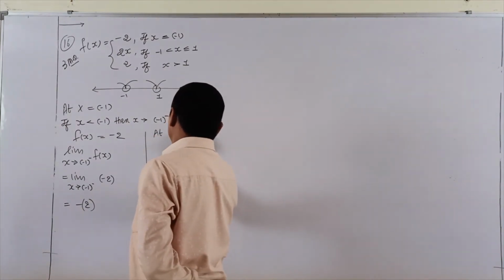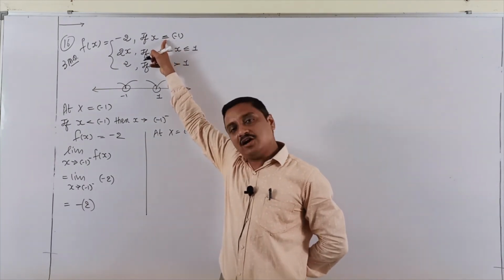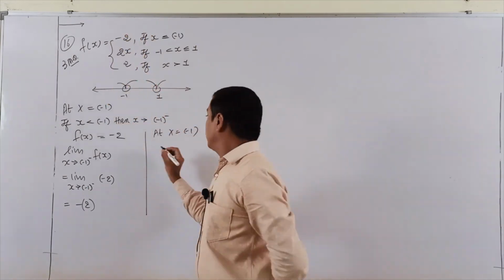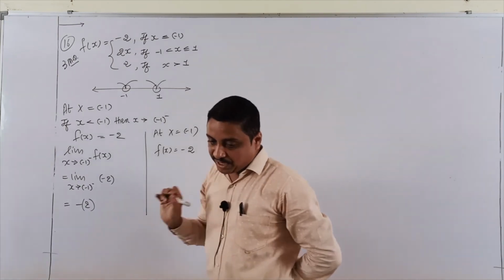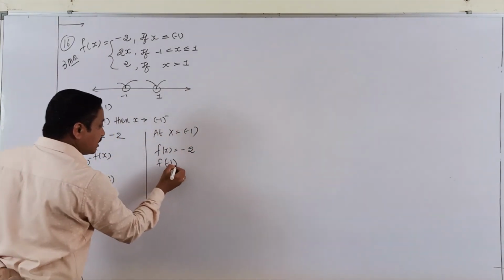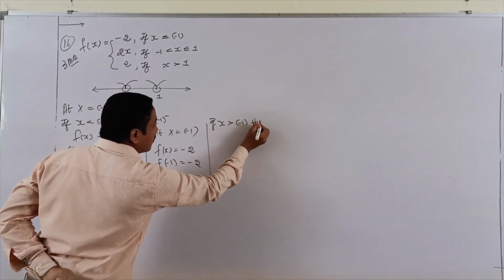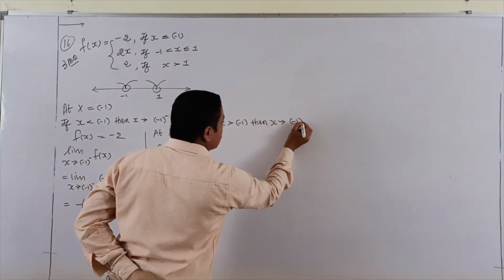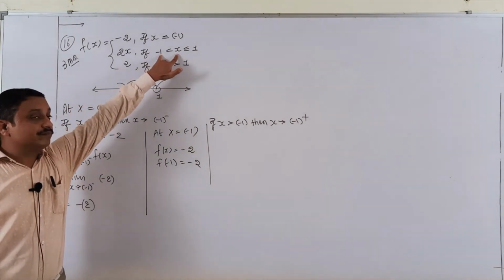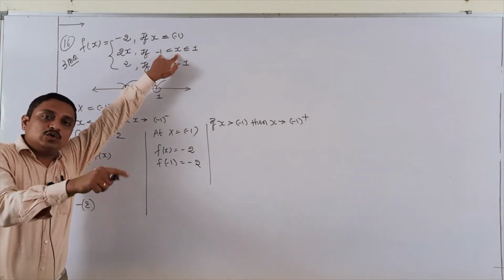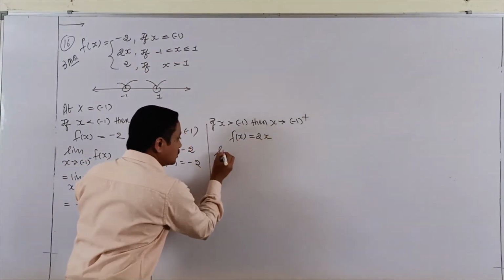Now continuity at x is equal to -1. Again check. It is f(-1), and the answer is the same. f(x) is equal to -2. So finally my value is f of -1, which is -2, and continuous. If x is more than -1, then x tends to -1 positive. I mean the positive side limits. They indicate the second one, because I want -1 to the more side. So f(x) is equal to 2x.